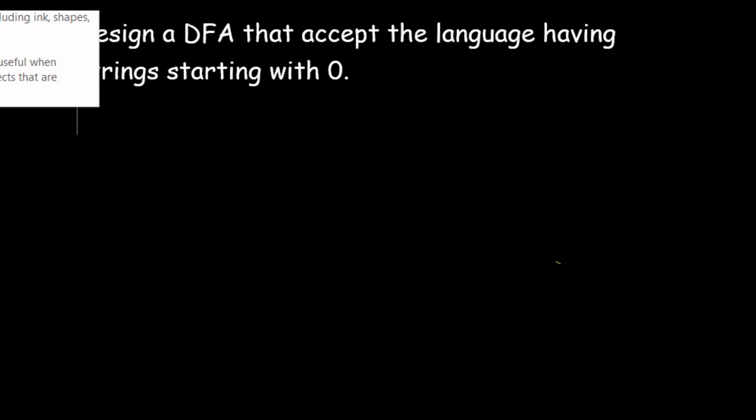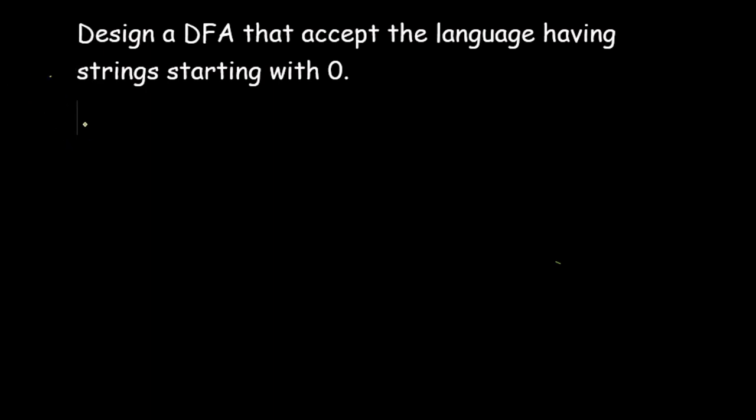So consider this example. We have to design a DFA that accepts a language having strings starting with 0. So in this DFA we have to design an automata which will accept all the strings which start with the 0. So let's see, first let's see what type of language this will accept.